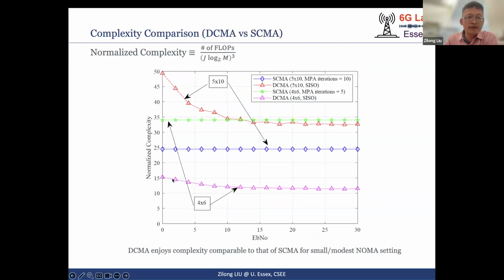And so in this figure, we have compared the complexity between DCMA and SMA. In terms of the 4 times 6 NOMA setting, we can see that DCMA enjoys the lowest complexity. But once we move to the 5 times 10, we can see that DCMA has a slightly higher complexity. But overall, for the small-scale NOMA setting, SMA and DCMA may have a relatively comparable complexity. However, we also observed that once we move from small scale to large scale, it may become very hard for us to use the generalized sphere decoder to carry out this decoding. And so that's in terms of the complexity.